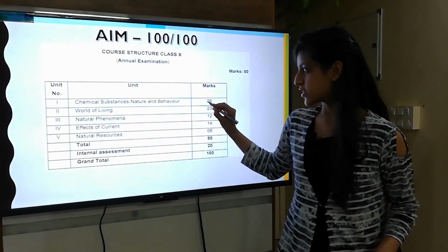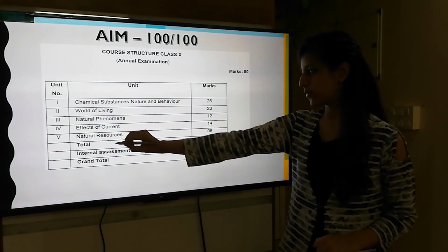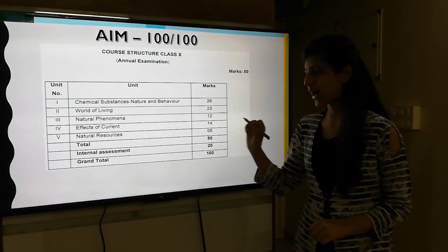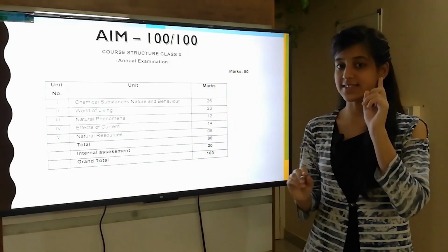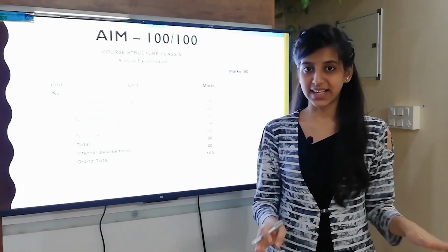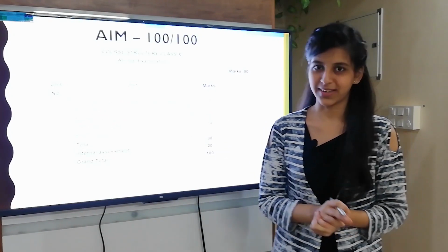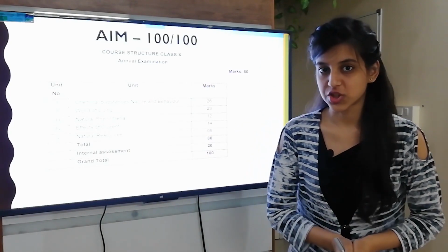Chemical substances, nature and behavior 26, world of living 23, natural phenomena 12, effect of current 14, natural resources 5, total 80, internal assessment 20. Now here is a tip for you. Please complete all your assignments on time, maintain your notebook neat and clean, and make your teachers happy. Okay, you can easily score 20 on 20, so don't miss that opportunity.